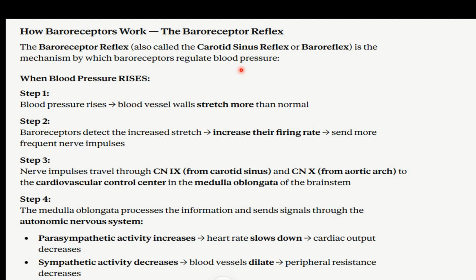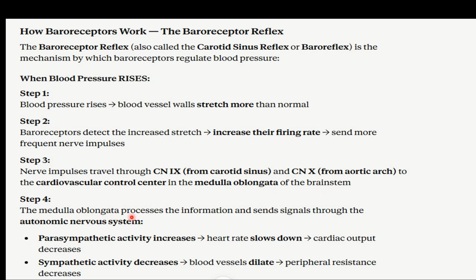So we have two cases, when the blood pressure rises or when the blood pressure falls. Firstly we will talk about when the blood pressure rises. In this situation, blood vessel walls stretch more than normal. Then baroreceptors detect the increased stretch, increase their firing rate, and send more frequent nerve impulses. Third, these nerve impulses travel through CN9 from the carotid sinus and CN10 from the aortic arch to the cardiovascular control center in the medulla oblongata of the brainstem.